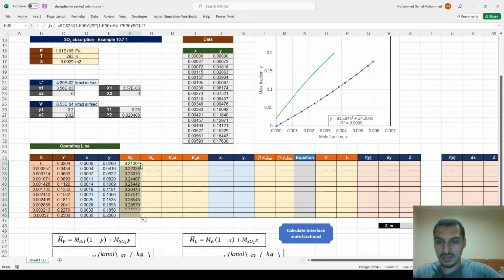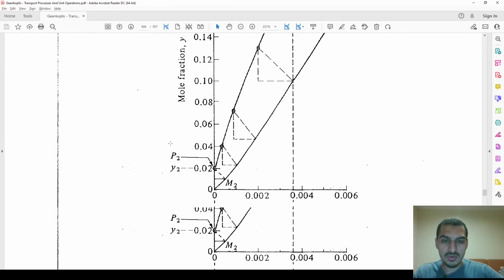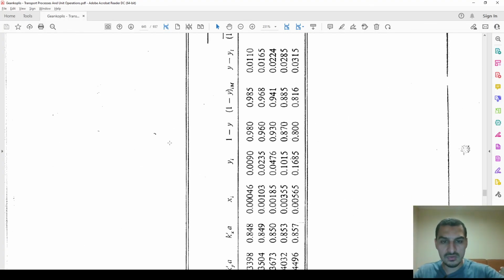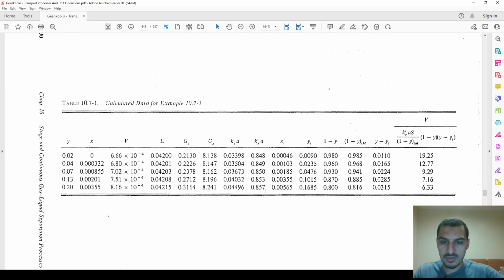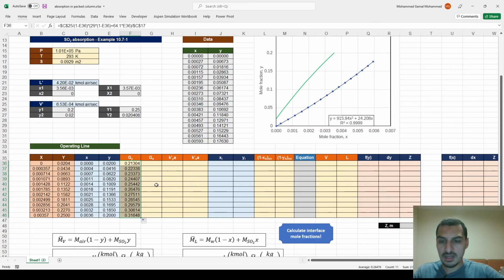I think I'm right. So one thing we can do, and this is what I'm going to do, is go one by one to make sure that I'm fine. The first value is 0.213 and the last is 0.316. So it's almost the same values.